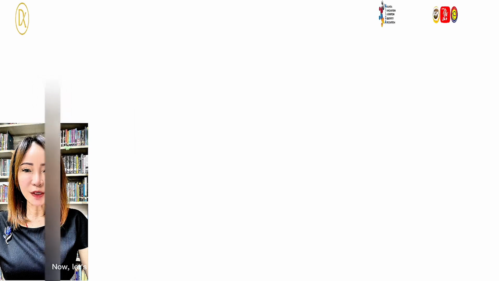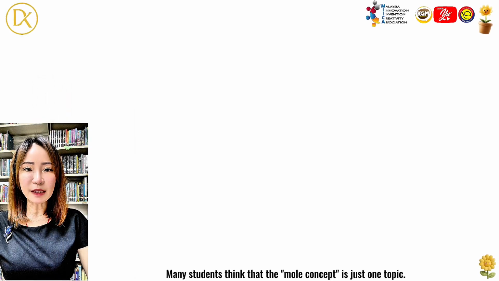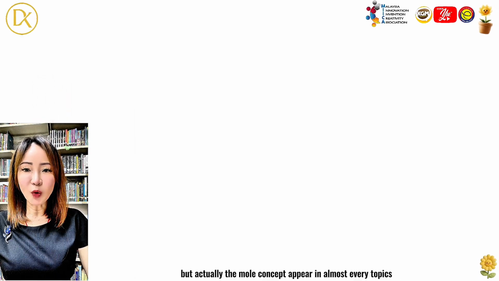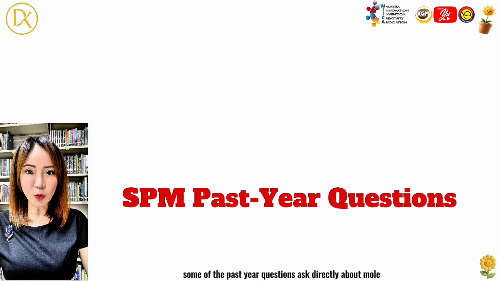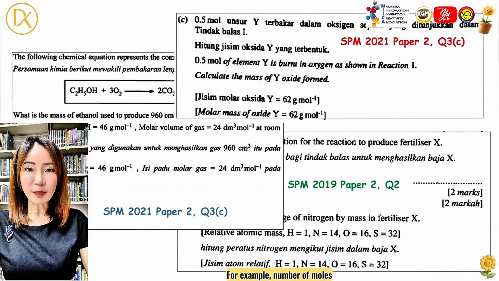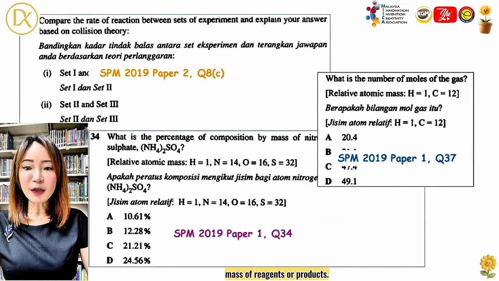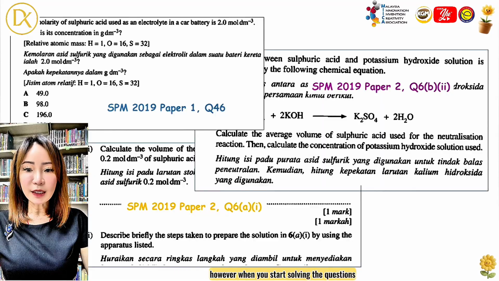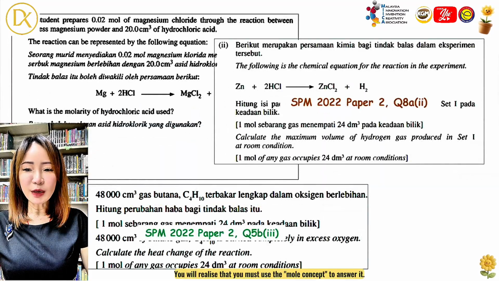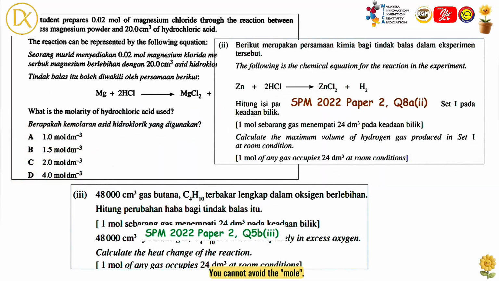In SPM Chemistry, many students think that the mole concept is just one topic, but actually the mole concept appears in almost every topic. Some of the past year questions ask directly about mole. For example, number of moles, number of particles, volume of gas, mass of reactants or products. But many questions do not mention the word mole at all. However, when you start solving the questions, you will realize that you must use the mole concept to answer it. You cannot avoid the mole.